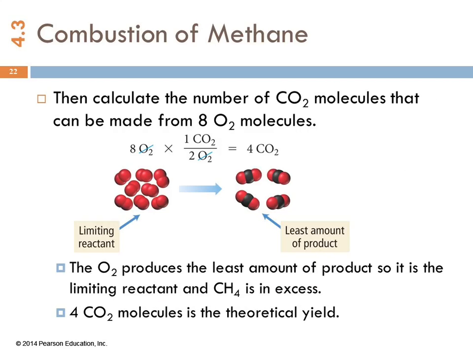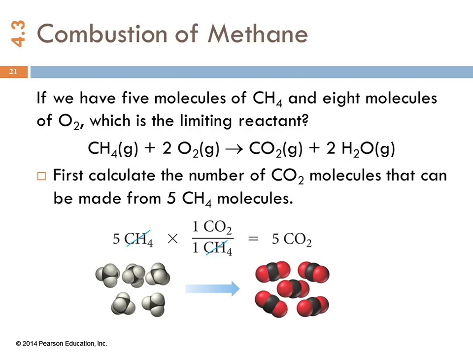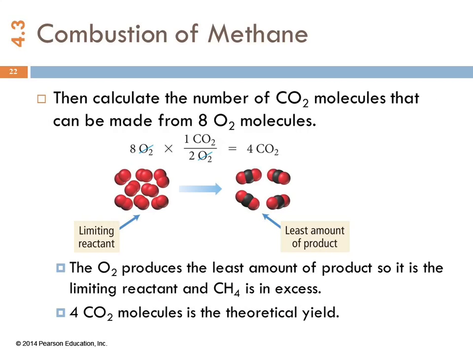If we had 8 oxygen molecules, well, the equation's on the previous page. It takes 2 oxygen molecules to make 1 CO2. So 8 oxygen molecules. You get 1 CO2 for every 2 oxygen molecules. You could make 4. So the oxygen makes 4, the methane makes 5. Which one's limiting? The oxygen, the one that makes the smaller.